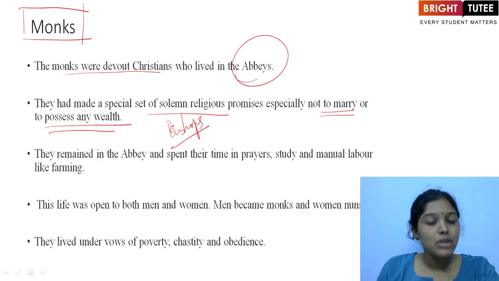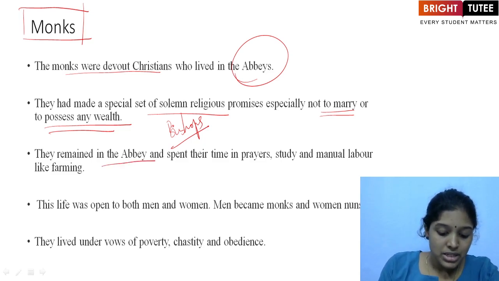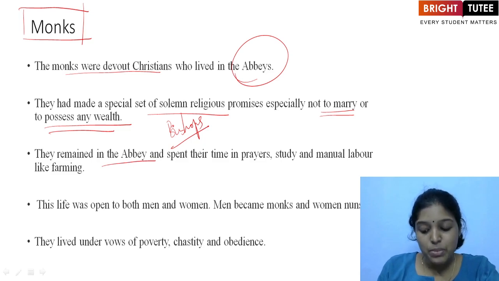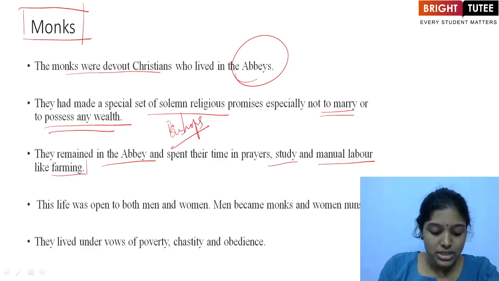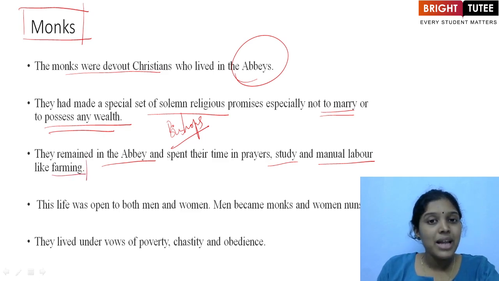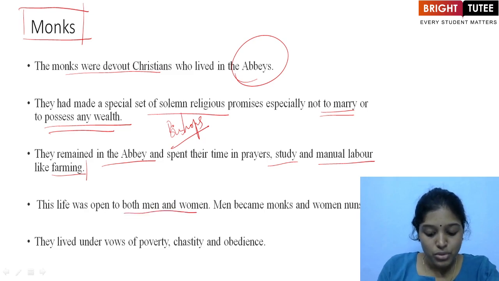So they were not allowed to have large holdings of estates or to live in magnificent buildings like the bishops, but they were supposed to live a very simple and humble life. They remained in the abbey and spent their time in prayers, study, and manual labor like farming. So this section lived a very simple life and also got involved in farming and other such agricultural activities. And this life was open both to men and women.